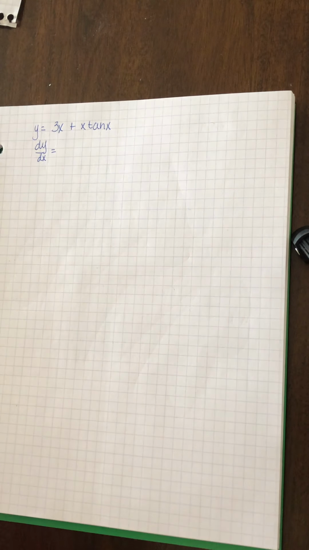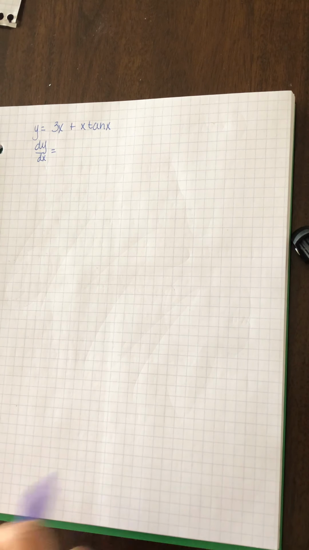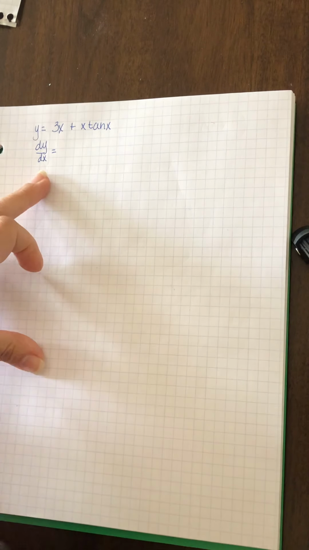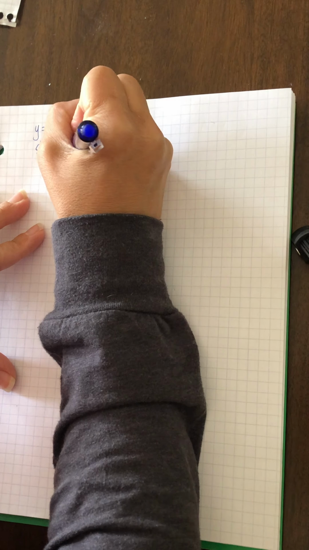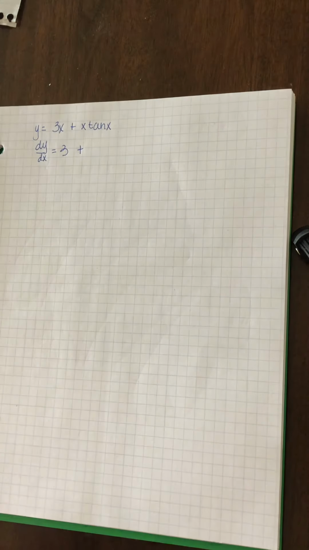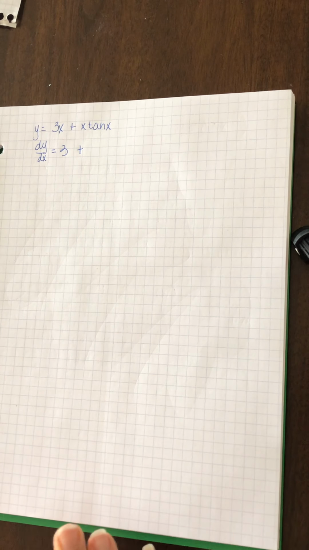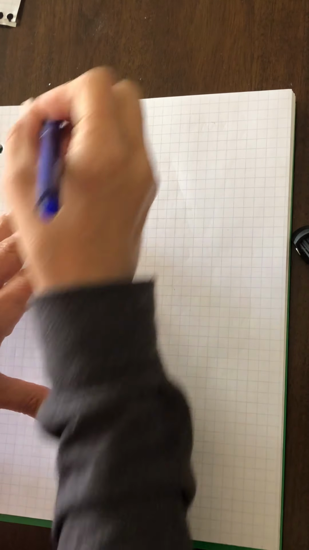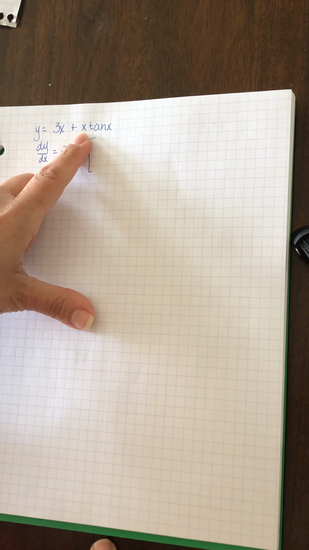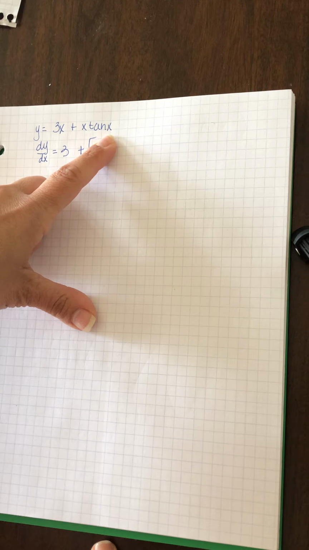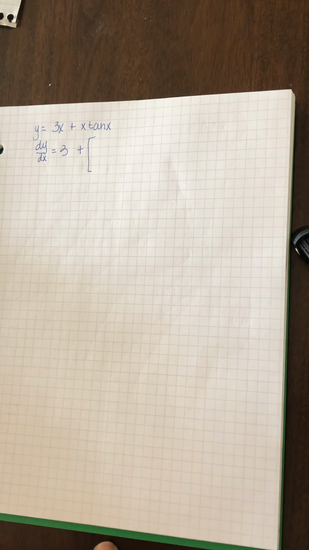Okay, here we go. So I want to find the derivative of 3x plus x times the tangent of x. And this is number something or other in the book. Okay, so the derivative of 3x is 3 plus, and then let's use the product rule. So for x tangent of x, the derivative of, so it's x times the derivative of tangent, and then plus tangent times the derivative of x.